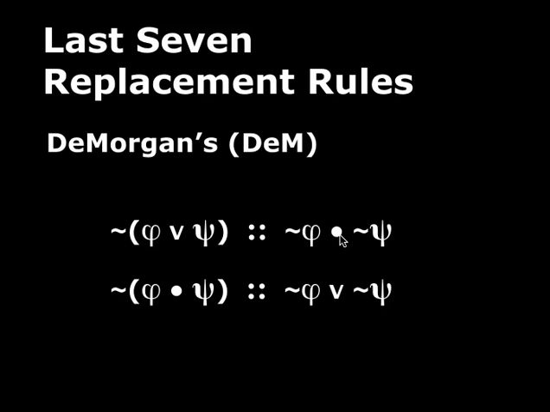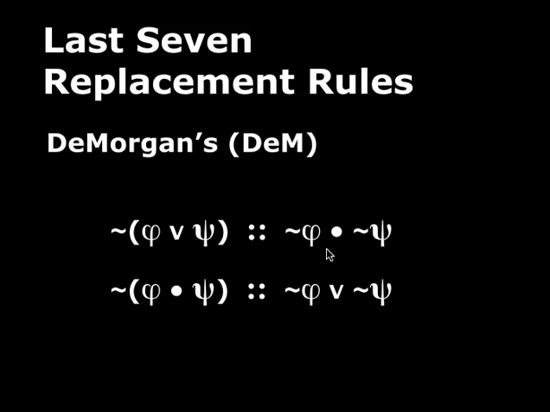What I have to do, though, when I do that, is I have to turn the wedge into a dot, because I'm turning a negated disjunction into a conjunction, so obviously the wedge becomes a dot. I get rid of the negation, the thing that's negating the disjunction, so this outer tilde disappears, and I negate both of the components. So phi becomes not phi, psi becomes not psi.